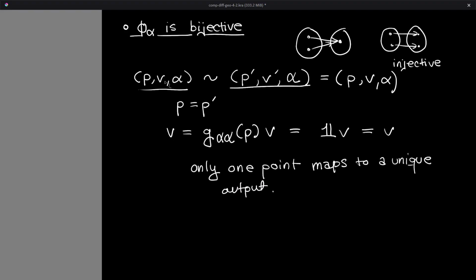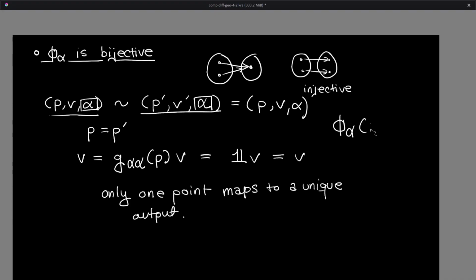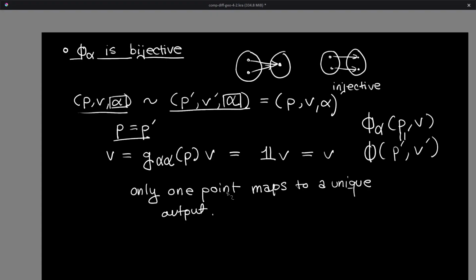Let me reiterate. So we had 2 points that we assumed were in the same coordinate chart, and we said, okay, well, just think of them as 2 different inputs to phi, right? We had phi alpha of (p, v), and we have phi alpha of (p', v'). And we said, what if they're equal to each other, right? If they're equal to each other, then that means that they're equivalent. And if they're equivalent, then p has to equal p', and v has to equal g alpha alpha of v, which means that v is equal to v'.